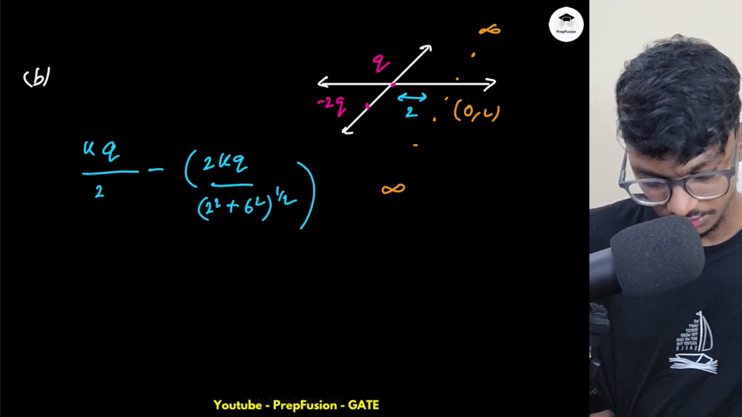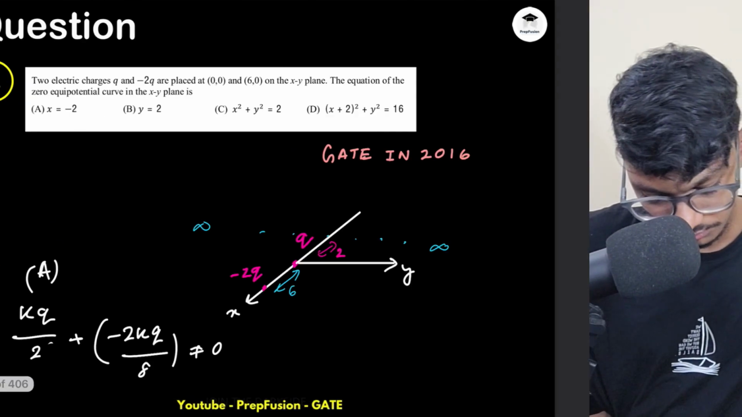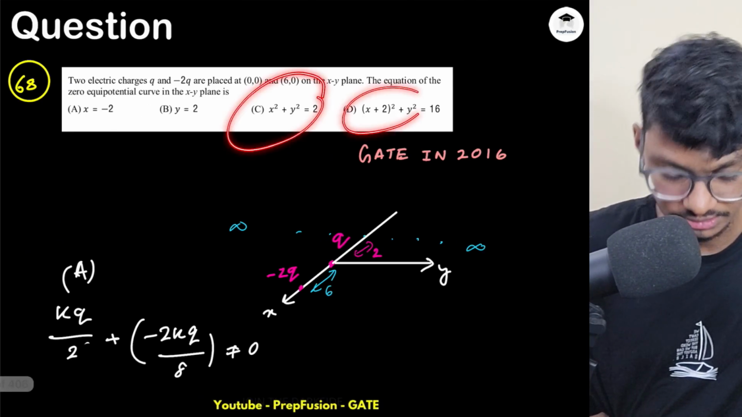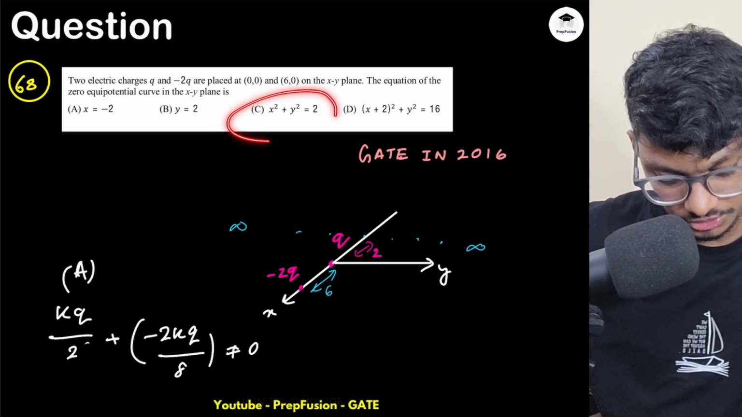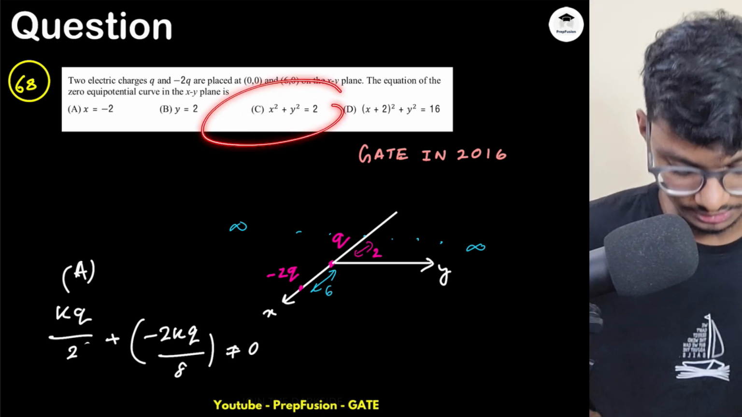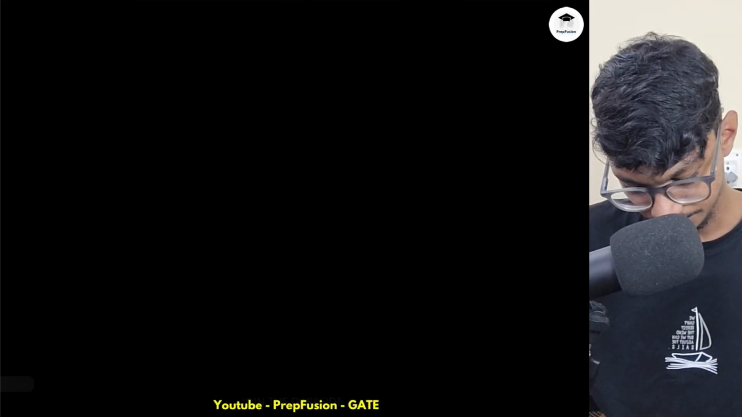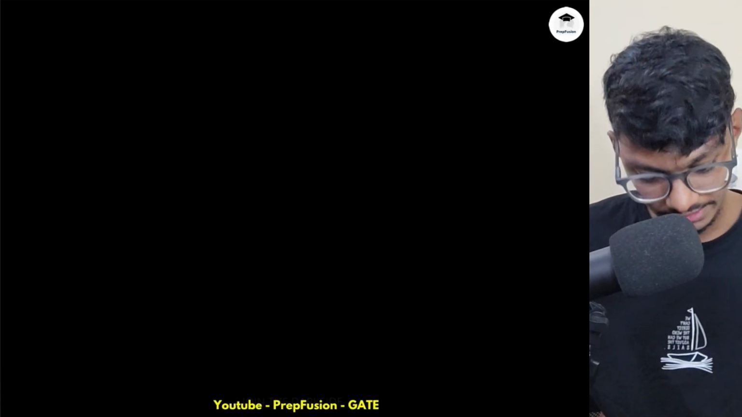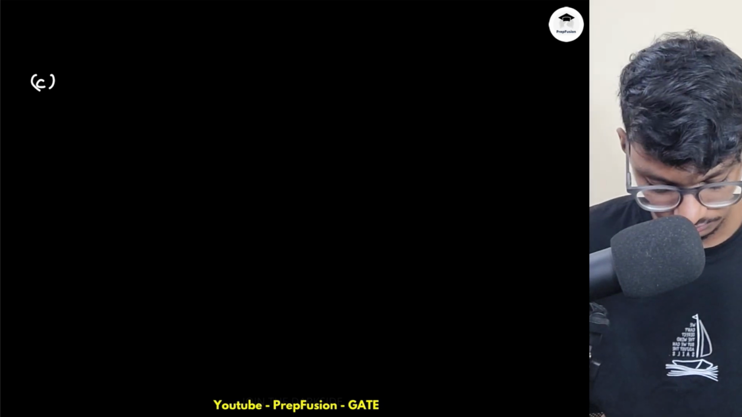So this is not 0, right? This is not 0. So again, this is not an equipotential surface. So we are only left with this and this, correct? Here is one interesting point: this is the equation of a circle, x square plus y square equals 2. If I just draw the equation of a circle, I am taking so much time, but you should not take so much time to eliminate the options.